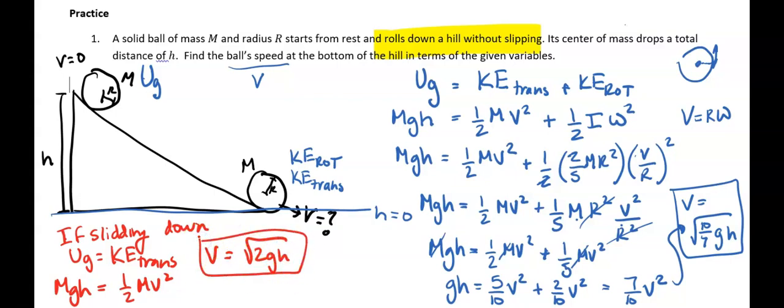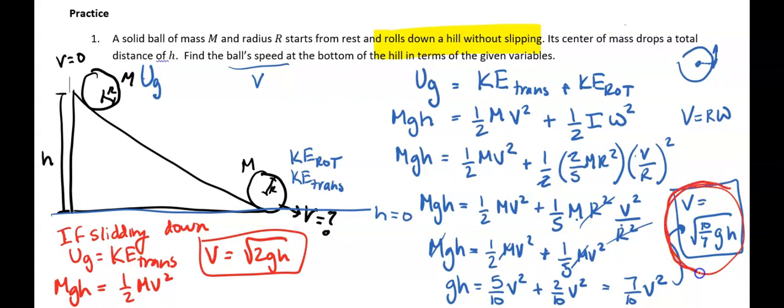So I want you to think about, is this more or less than what we've just found? Okay, so 10/7, that's like 1 3/7, which is less than 2. So this number right here is much smaller than it would be if it was just perfect sliding motion. I want you to think about why and then check back into the video.